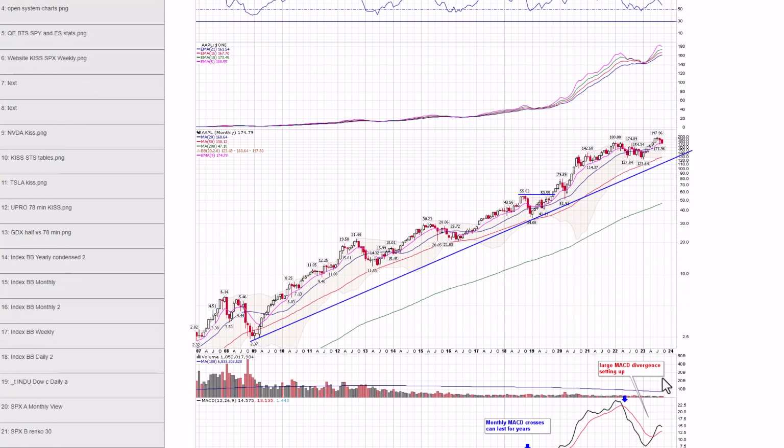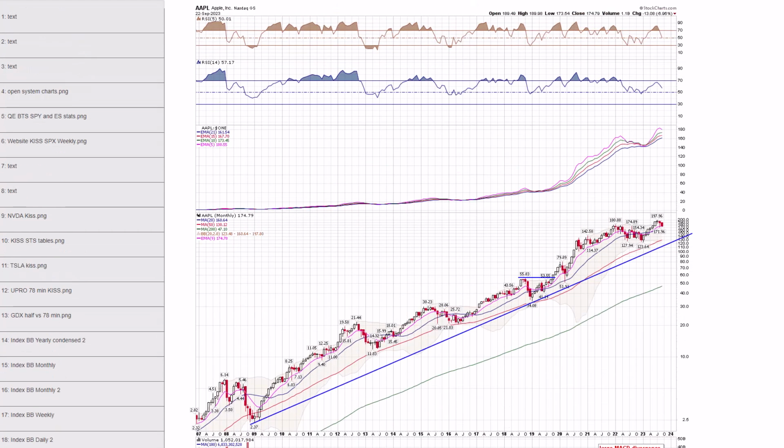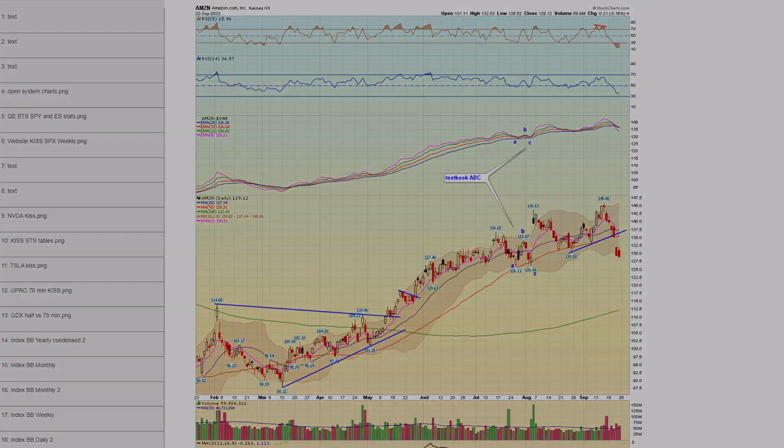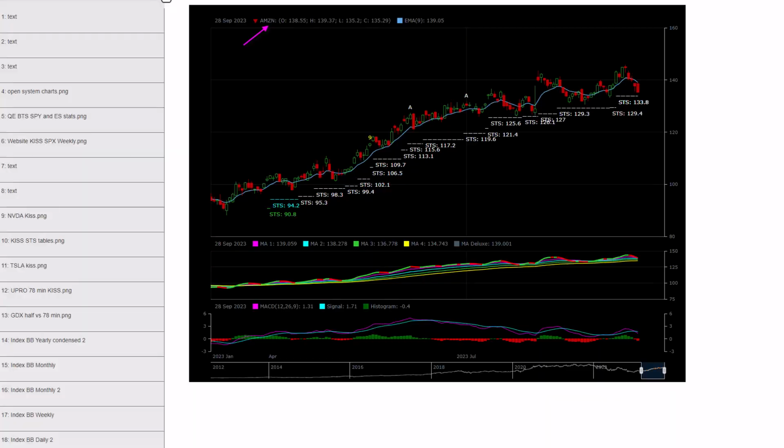Chart 42, Amazon. The KISS system was long this nicely. It exited for a nice winning trade, and you can see, it's lost your big support. Chart 43, here's Amazon on the KISS system.